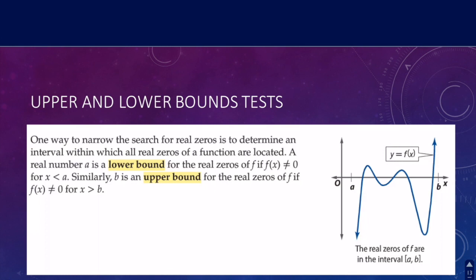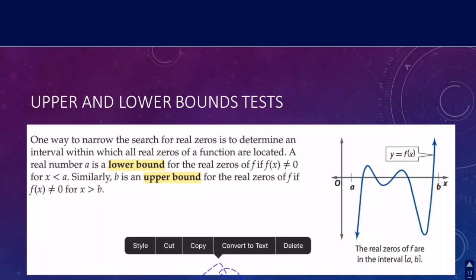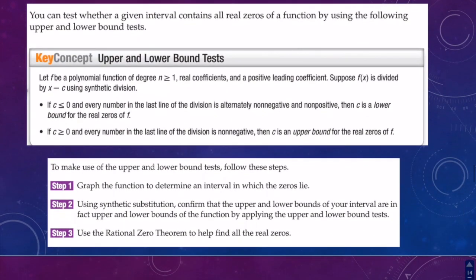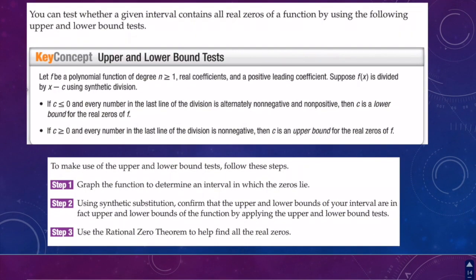And so that's what this is saying, and so if I was to point that out, then anything to the left of this a right here, you're not going to see that function cross at 0. And anything to the right of this b, you're not going to find anything of this function crossing 0 again. And so that's what that means, that we have bounded the zeros of this function between that value of a and b. So you can test whether a given interval contains all real zeros of a function by using the following upper and lower bound tests.